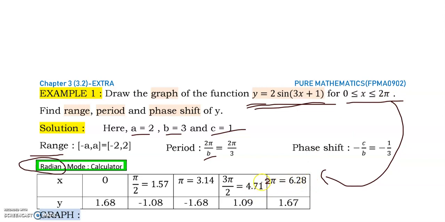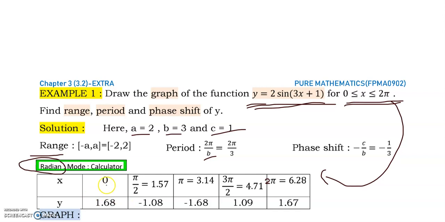Okay, now what is here? Pi over 2. Pi over 2 is nothing but 1.57. What is here? Pi is 3.14. What is here? 3 pi over 2, that is 4.71. So these are the values of x. Here you must see what is the interval given for x. According to that you write it here. So you can follow these 5 values as a standard value to make the graph.